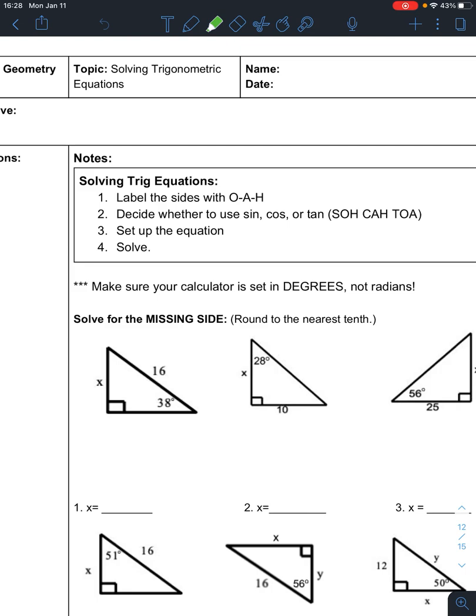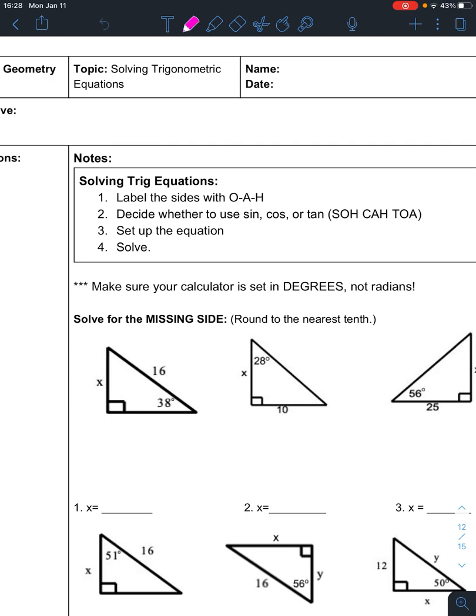Then we decided whether we wanted to use sine or cosine or tangent, and we decided that based off of SOHCAHTOA, which sides did you have? Opposite and hypotenuse for sine, adjacent and hypotenuse for cosine, or opposite and adjacent for tangent. Then we set up the equation. Remember, we said the function of the angle equals the side over the side, and we set it up to solve. So we're on the last step.